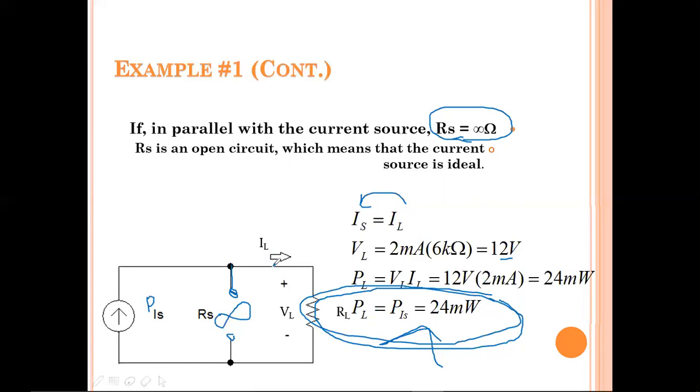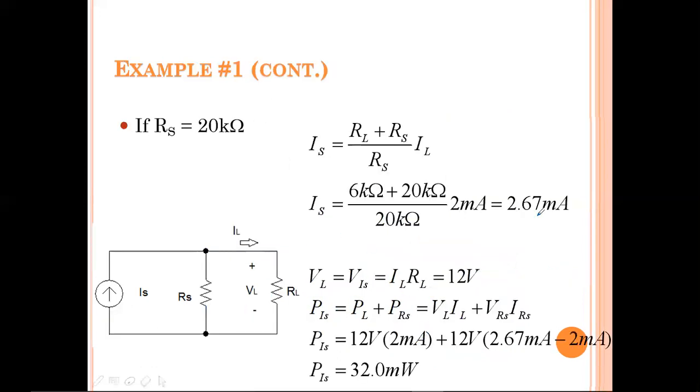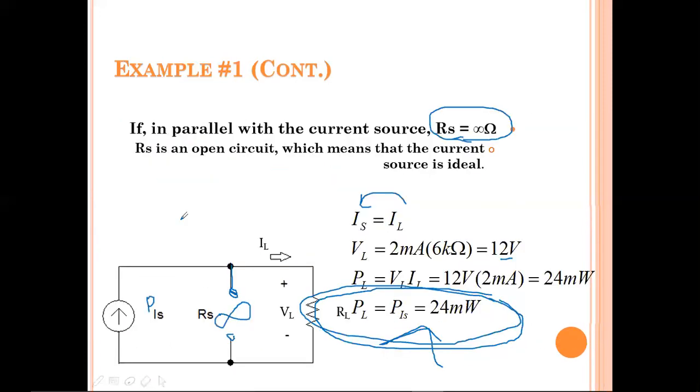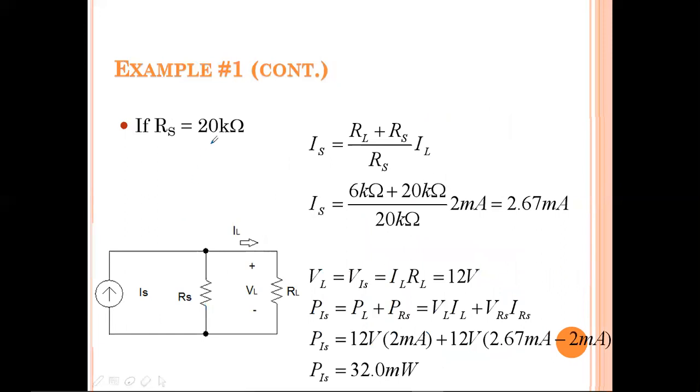Now case 2. In case 2, I use 20 kilo ohms instead of infinity for my value of resistance. I use 20 kilo ohms. How is this going to happen? While I am giving 20 kilo ohms to this RS, RL, VL, IL are fixed. Please remember that point. RL, IL, VL values should be fixed. This value should not change. So RL is the same value, 6 kilo ohms.